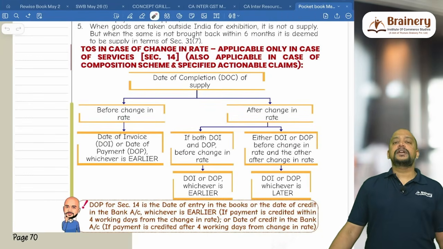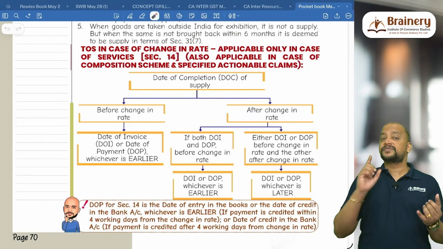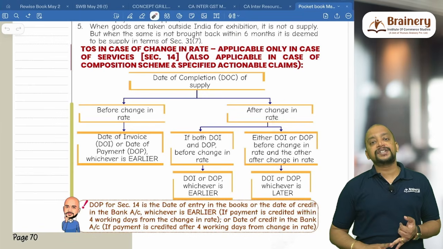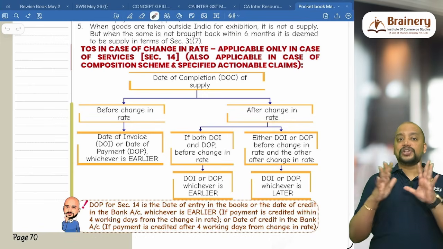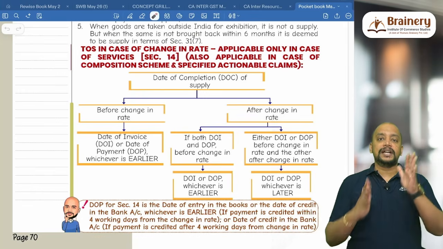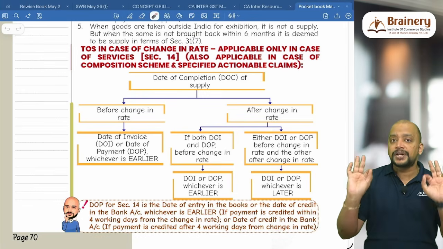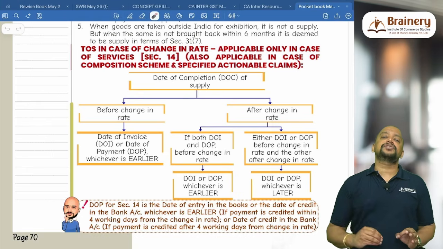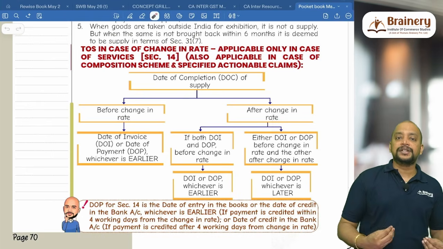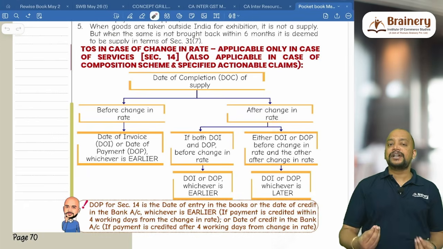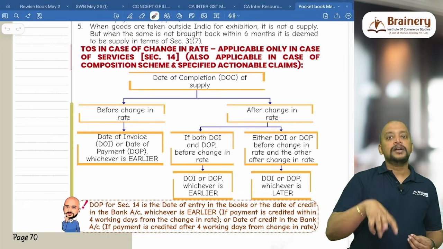Then section 14. Section 14 is applicable in case of time of supply in case of change in rate of tax. So what is the time of supply in case of change in rate of tax? Section 14 is applicable in case of services, composition scheme and specified actionable claim, and when between 3 dates there is a change in rate of tax. What are those 3 dates? Date of completion, date of invoice and date of payment. Between these 3 dates there is a change in rate of tax. As right now a lot of changes in rates have recently happened, there is definitely a high chance that this exam will test a question on section 14.